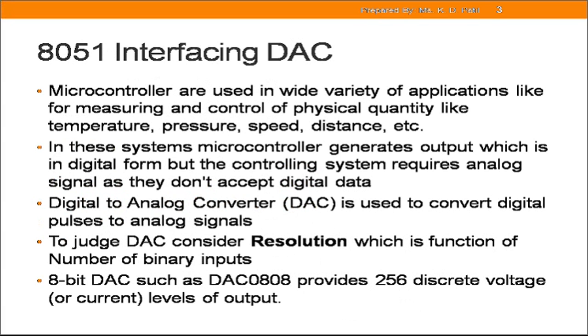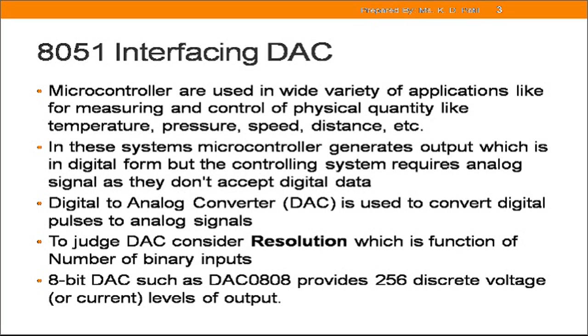As we know that microcontrollers are used in wide variety of applications like for measuring and controlling of physical quantities like temperature, pressure, speed, distance, etc. In these systems, microcontroller generates output which is in the form of digital numbers or digital pulses, but controlling systems require analog signals as they don't accept digital data. Digital to analog converter is used to convert digital pulses to the analog signals.